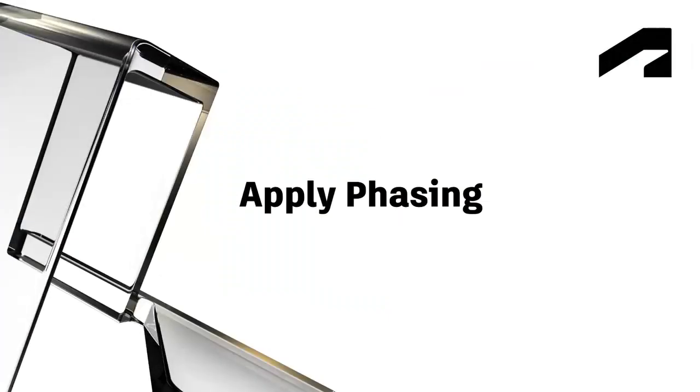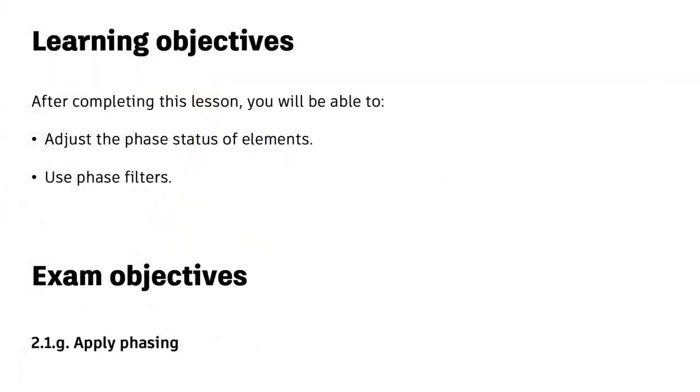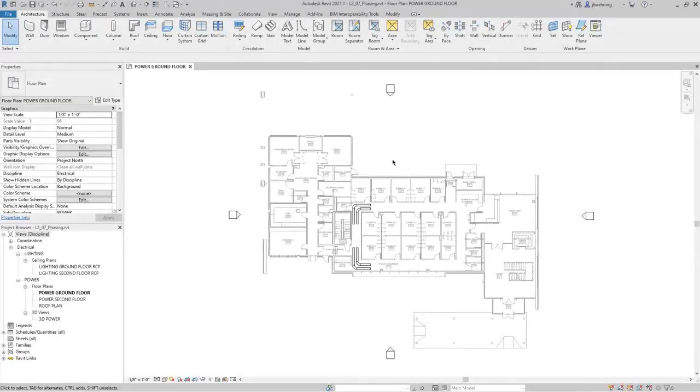In this video, we will cover adjusting the phase status of elements and using phase filters. Phases allow Revit to be aware of time. You can create multiple phases to represent the multiple phases of construction that you may have in your building project. There are multiple workflows that can be used with phases. We'll discuss how the functionality works.